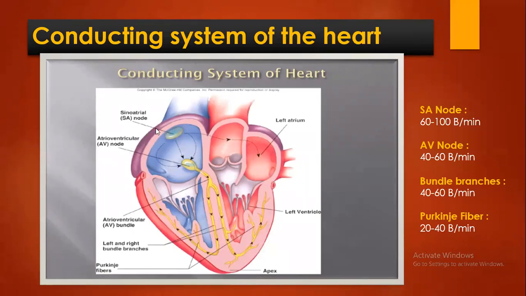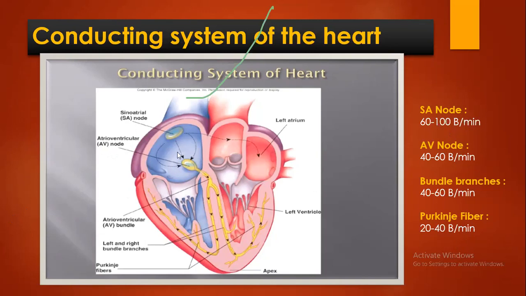And this part is called the pacemaker of the heart, or the main part of the conducting system. It's important, it gives us the heartbeat, the natural heartbeat. It's about 70 to 100 as I've written it here. And then the next one is the atrioventricular node, or AV node.